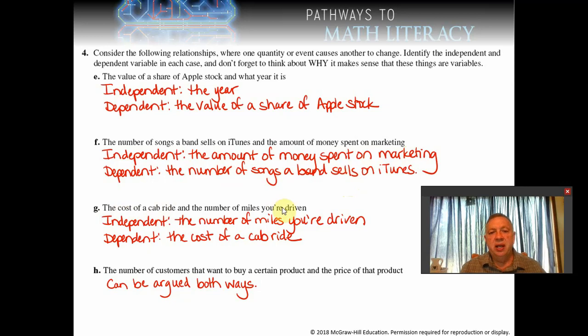The cost of a cab ride and the number of miles you're driven. Well, again, you're going to be driven those miles first, and then you're going to get charged for them. Independent, the number of miles you're driven, and then the cost of the cab ride. So here, the number of customers who want to buy a certain product and the price of that product. This can be argued both ways. If a lot of customers are buying it, then apparently it's a good price. If you give them a good price, then they will buy it. That's why they say it can be argued both ways.